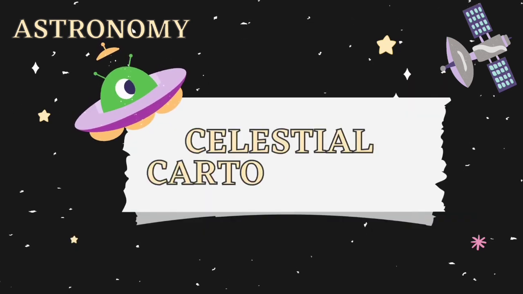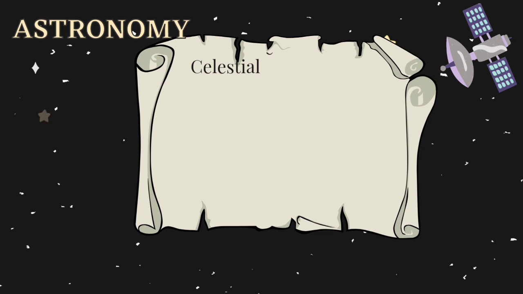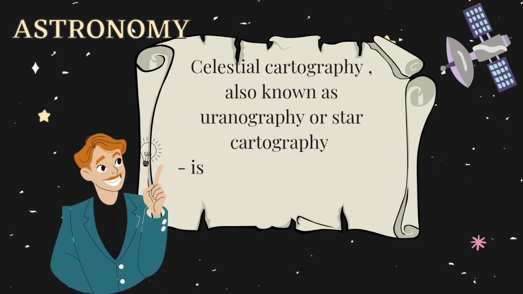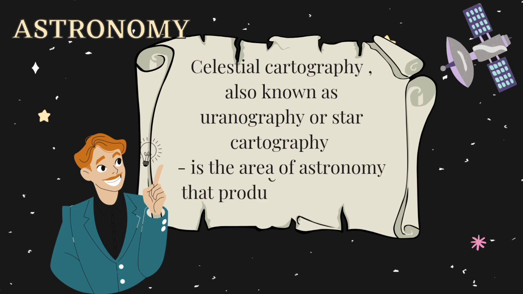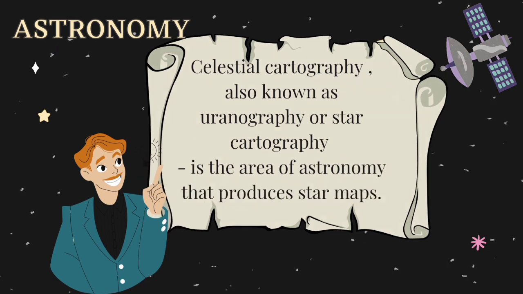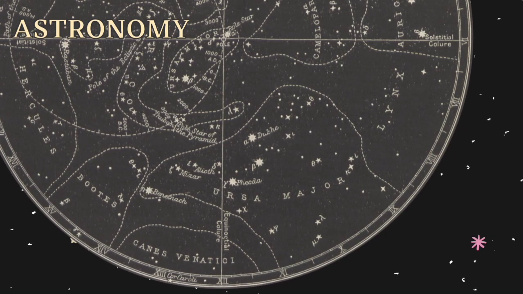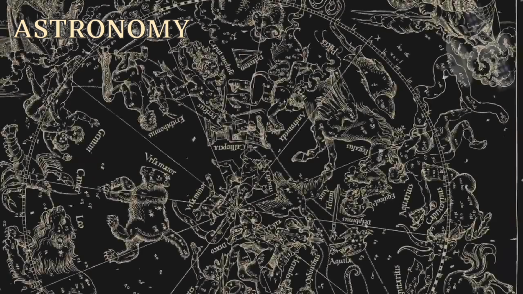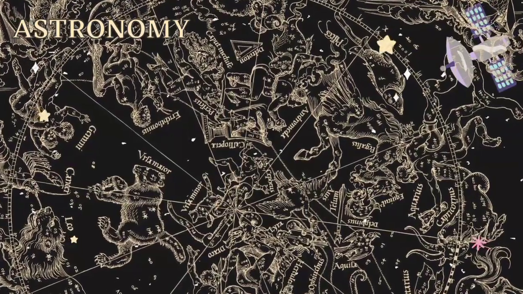Next is celestial cartography. Celestial cartography, also known as uranography or star cartography, is the area of astronomy that produces star maps. Most are aware of cartographers who made early and more recent maps of Earth. Both types of cartography were difficult in early history.